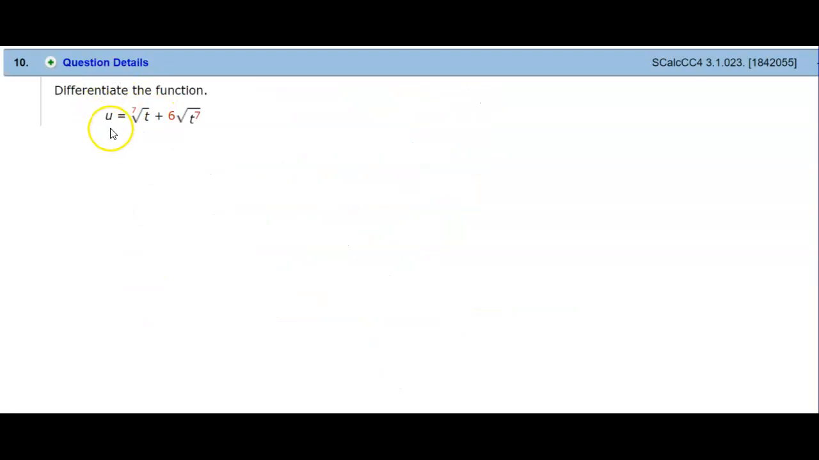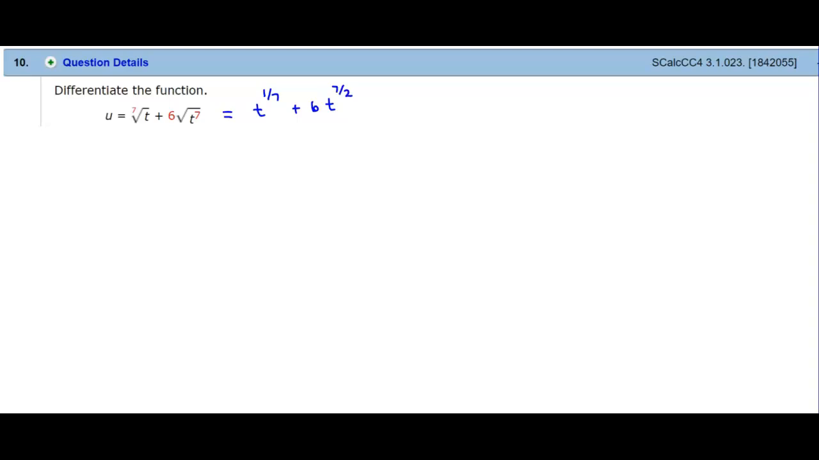Okay, here we want to differentiate the function. U is equal to the 7th root of t plus 6 times the square root of t to the 7th power. So the best thing to do first is to rewrite this using fractional exponents. So we know that this is going to be t to the 1 over 7th power plus 6 times t to the 7 over 2.